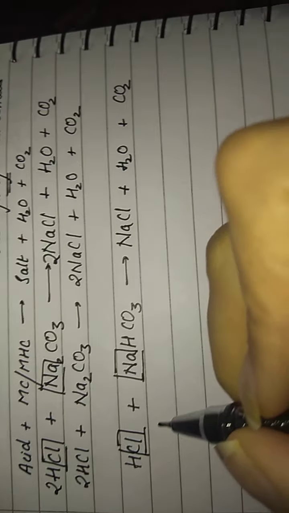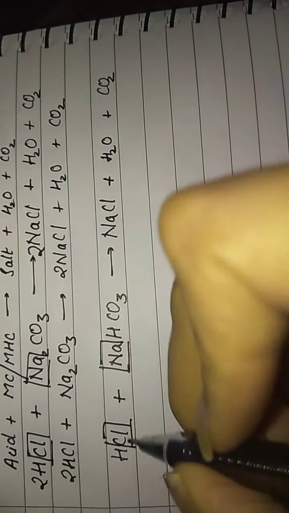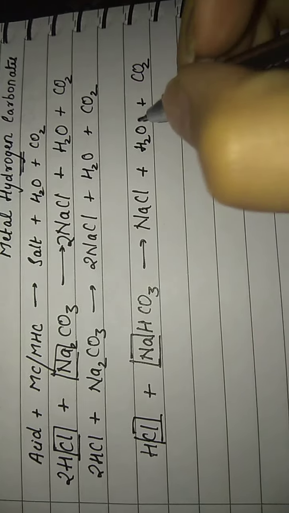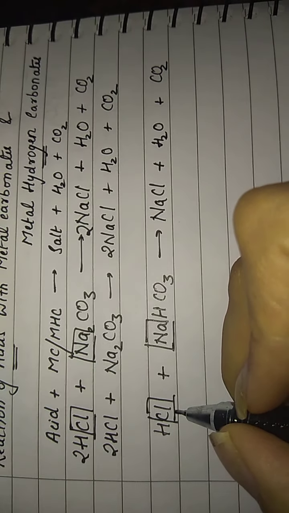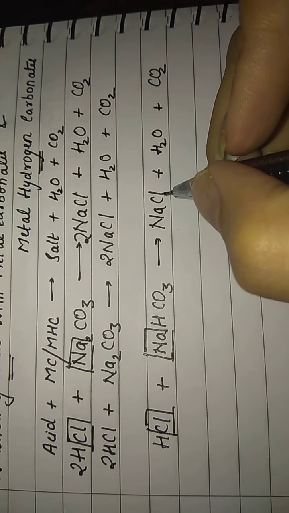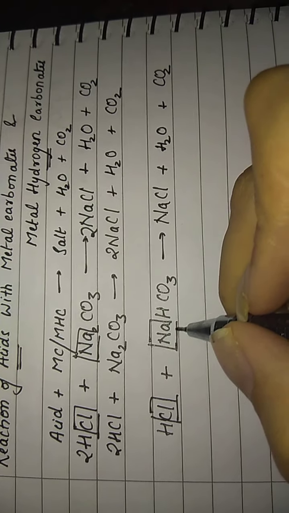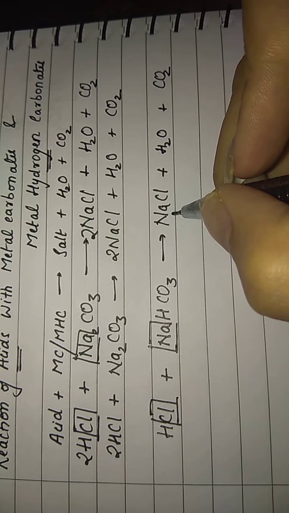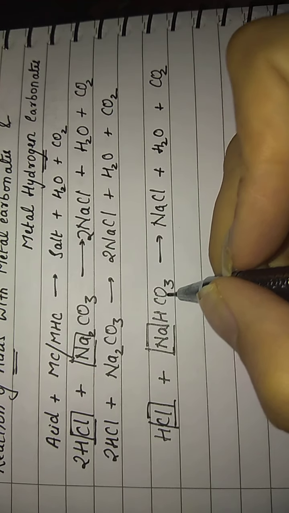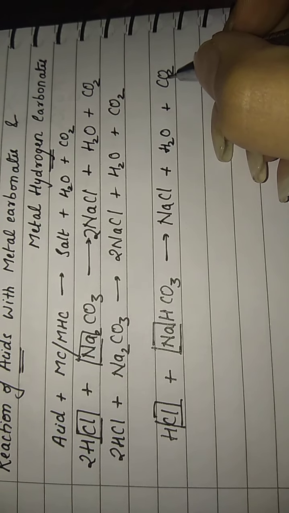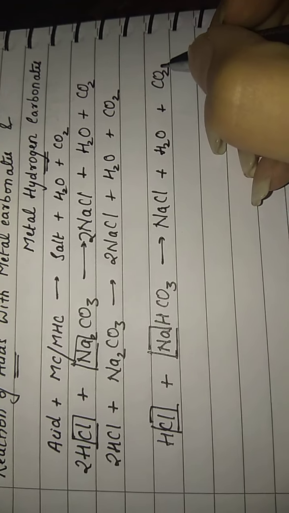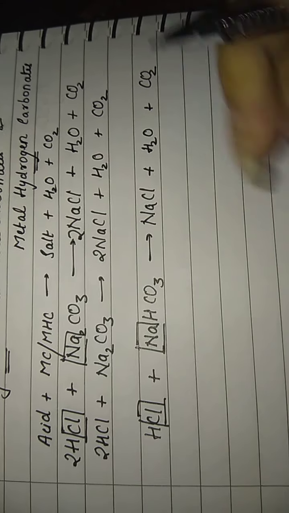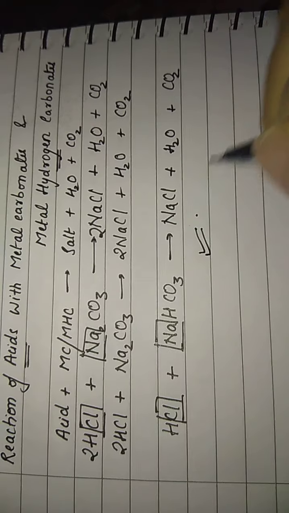Let us check. On the left hand side, how many hydrogens are there? One is here and one is here. So I have a total of 2 hydrogens on the left and 2 hydrogens on the right. So hydrogen is balanced. Let me see for chlorine. 1 chlorine on the left, 1 chlorine on the right. Balanced. Sodium. 1 sodium on the left, 1 sodium on the right. Balanced again. Carbon. 1 carbon on the left, 1 carbon on the right. Balanced again. Oxygen. 3 oxygens on the left, 1 plus 2, 3 oxygens on the right. So this equation is already balanced.